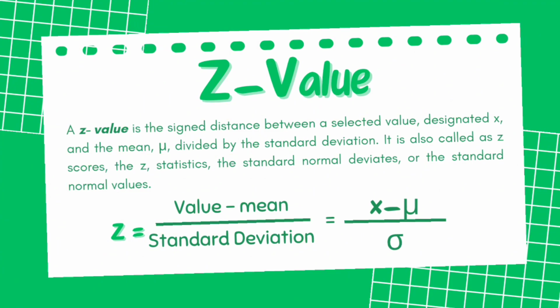What is a z-table? A z-value is the signed distance between a selected value, designated as x, and the mean, divided by the standard deviation. It is also called the z-score, the z-statistic, the standard normal deviate, or the standard normal value. And the formula is z equals value minus mean over standard deviation.